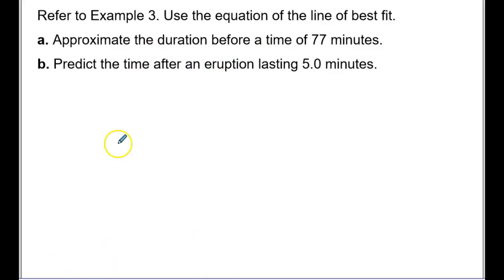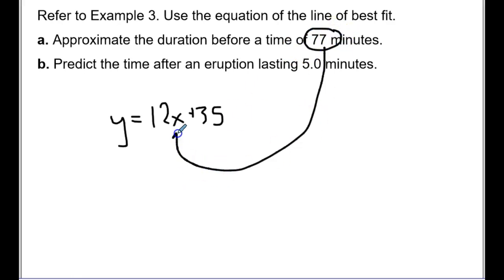So we were given the equation y equals, we're just going to round for this example, 12x plus 35. Now I can use that equation with some of this data. Approximate the duration before a time of 77 minutes. So what do I do? I take this 77 minutes and plug it in where I have my y value, because it's talking about duration. So we end up with 77 equals 12x plus 35.